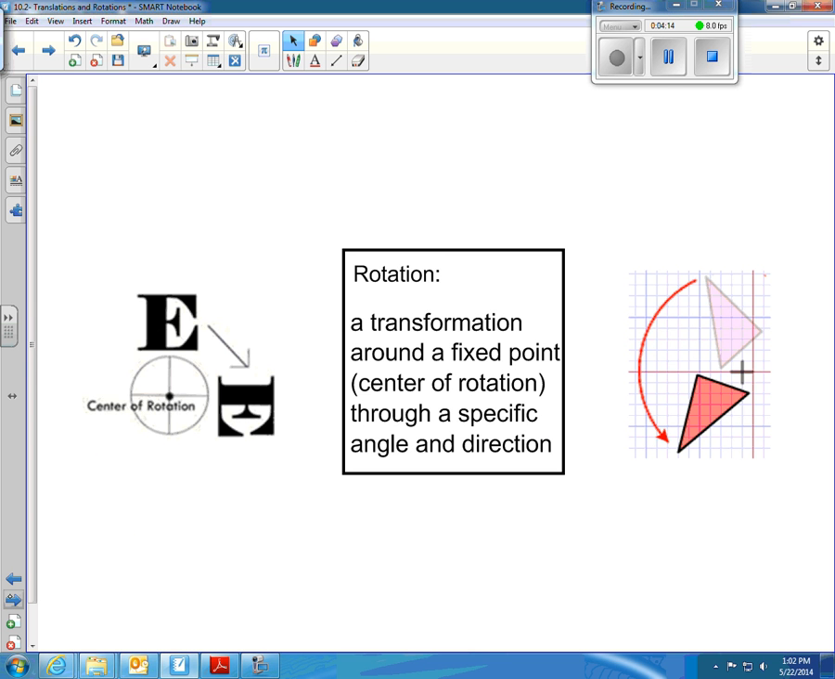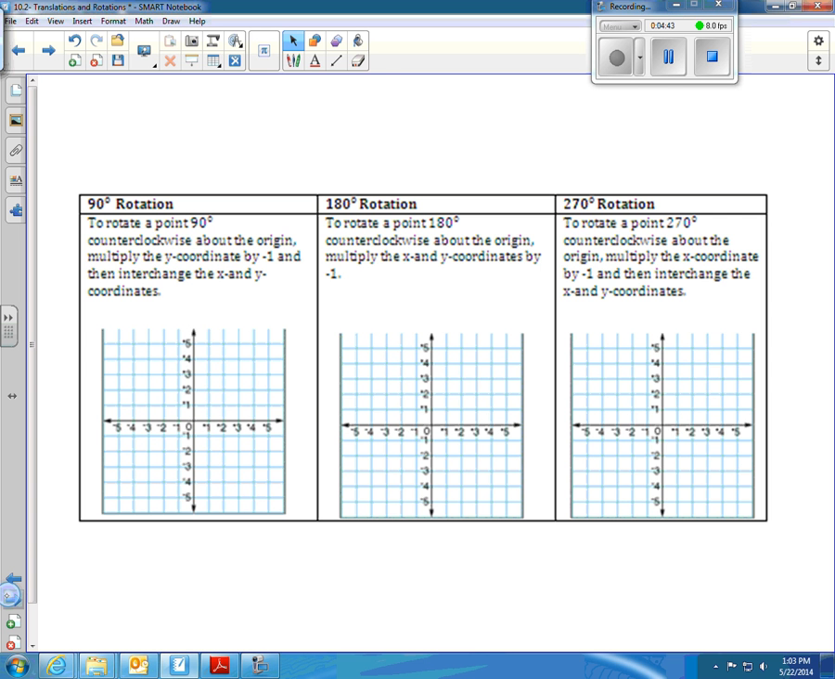All right, let's move on and talk about rotations. A rotation is also known as a turn. Again, write that down. It's probably going to show up on a quiz or test. It is a transformation around a fixed point, and that fixed point is called the center of rotation. It's through a specific angle and direction. The fixed point we're going to use is just going to be the origin, and our direction is always going to be counterclockwise. So the only thing that's going to change for us is our angles. We have a 90-degree rotation, a 180-degree rotation, and a 270-degree rotation.